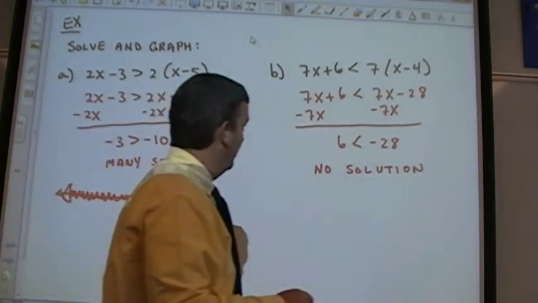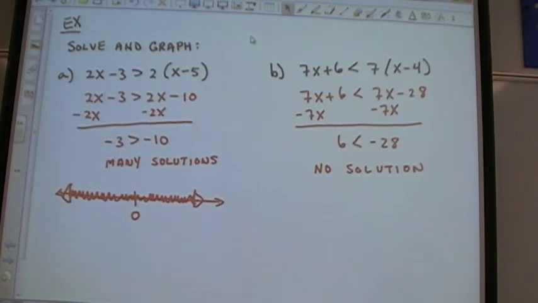All right, next one. Simplify the right-hand side. So I distribute the 7. It's 7x minus 28. Again, subtract 7x from both sides. Your variables cancel out. You're left with 6 is less than negative 28. Is that true or false? It's false. That's a false statement.